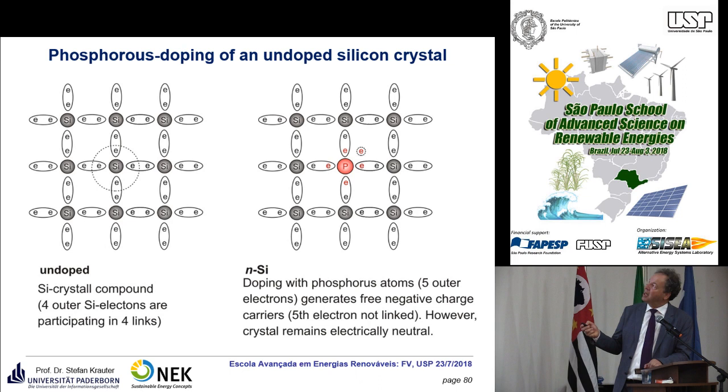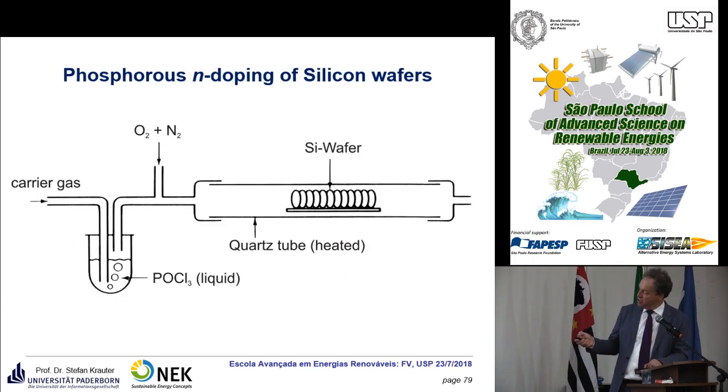And here the phosphorus atom also fits in well. It has four outer electrons bonding, but there is a fifth electron which doesn't find a partner. So this electron is free, it's easily movable. This electron is negative, so it's easily movable, and therefore it's called n-silicon. This is done in this process here. So we have here some substance containing phosphorus.